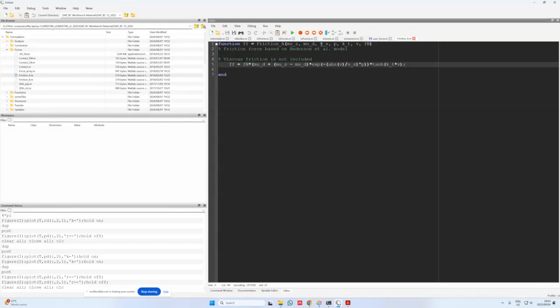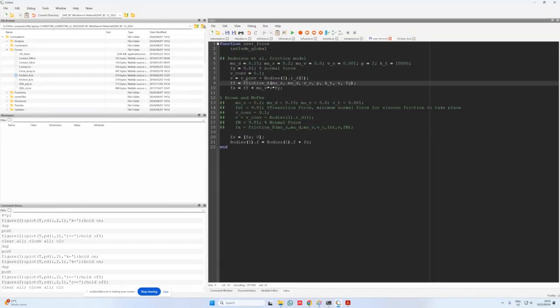So I first give mu s, then mu d, then vs, p, kt, v, and finally fn, which is the normal force. I give all of this as input, and then at the end I can simply say the actual friction force is going to be the Coulomb friction force that I calculated using Anderson, plus this mu v times the relative speed multiplied by the normal force on the system. And now I've compensated for the viscous friction force as well. That then completely defines the friction force.